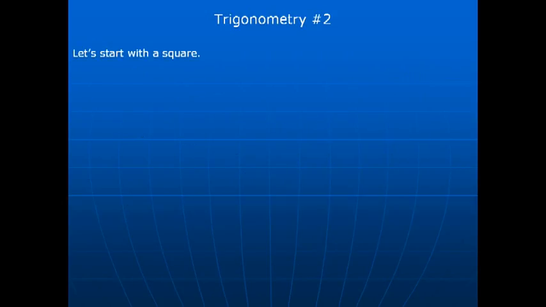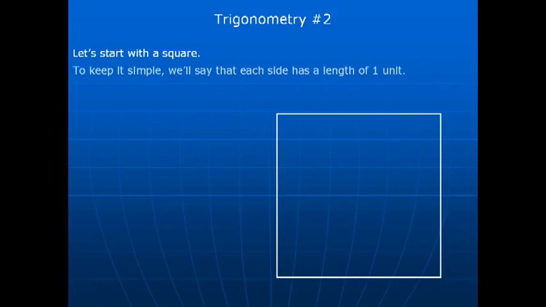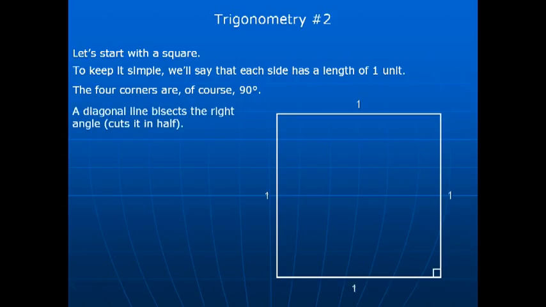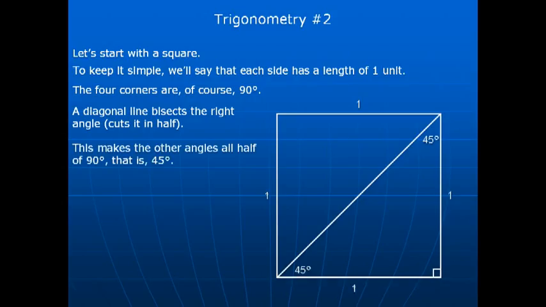Let's start with a square. To keep it simple, we'll say that each side has a length of 1 unit. The four corners are, of course, 90 degrees. A diagonal line bisects the right angle, cuts it in half. This makes the other angles all half of 90, that is, 45 degrees.